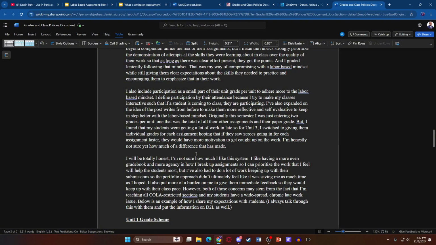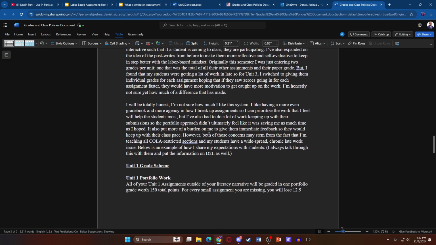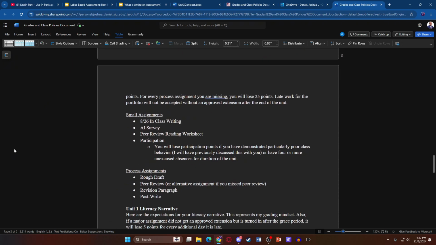But for the first 2 units, it was end of the unit, you get a portfolio grade for all of the assignments that I've given you. And I wrote them out and broke them down and gave it to them specifically at the beginning of the unit, kind of the same way as labor-based assessment. It's like, here's your contract, do you agree to it? I was like, here's your grade scheme. Does this make sense to you? Is there anything that you feel we need to change, or are you comfortable with it? And they said they were, and then I graded accordingly for the rest of the unit.